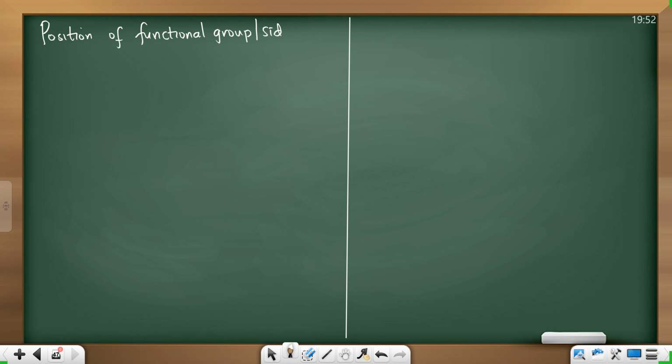Or even the side, let's say functional group. Yeah, position of the functional group. All right, when the functional group, so here we're really looking at positional isomers, right? When the functional group is on the terminal carbon, and I want to quickly do a research on this with you.